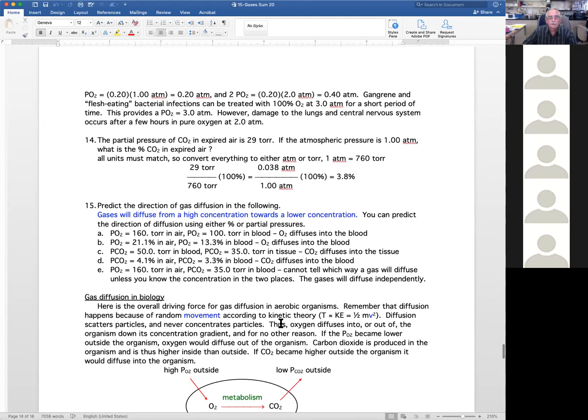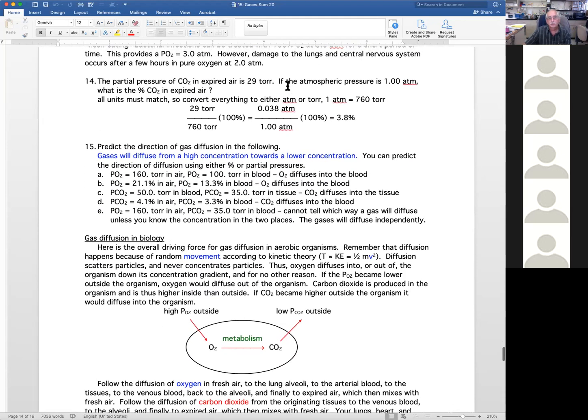and so the partial pressure of CO2 in expired air is 29 torr. If the atmospheric pressure is 1 atmosphere, what is the percent CO2 in expired air? Well, the only thing you have to do is make sure your units match, right? So 29 torr out of 760, or 0.038 atmospheres out of 1 atmosphere, because 29 torr is 0.038. So it's about 3.8% CO2 in expired air.